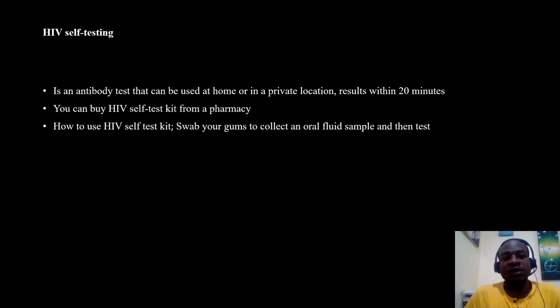So remember, you can go to the lab and do an HIV test. You can also decide to do a self-test in your house, in your office, or in any isolated place. You need to go and buy a self HIV testing kit from the pharmacy, and the test takes about 20 minutes. For self testing, the sample used is a swab. You just swab your mouth and then wait 20 minutes and see the results.